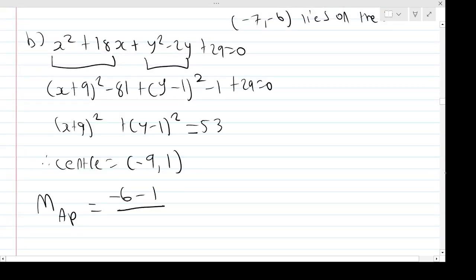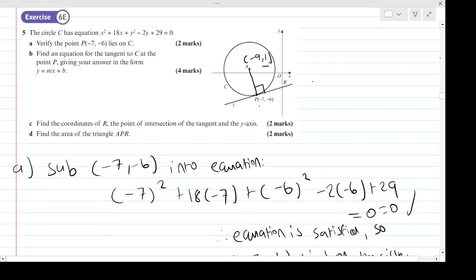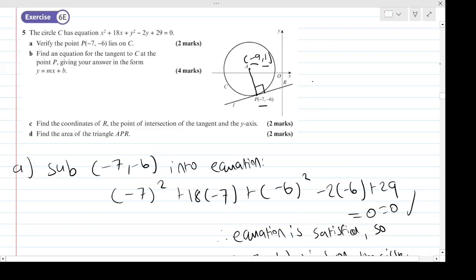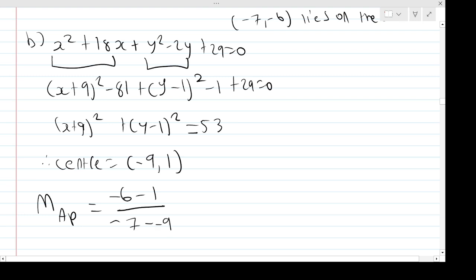Then we do the change in x, so we do minus 7 here from P, then take away the x value at A, which is minus 9, so take away minus 9. That gets me minus 7, and then minus 7 add 9 is plus 2, and I think that's it: minus 7 over 2. I don't think you can simplify that any further.